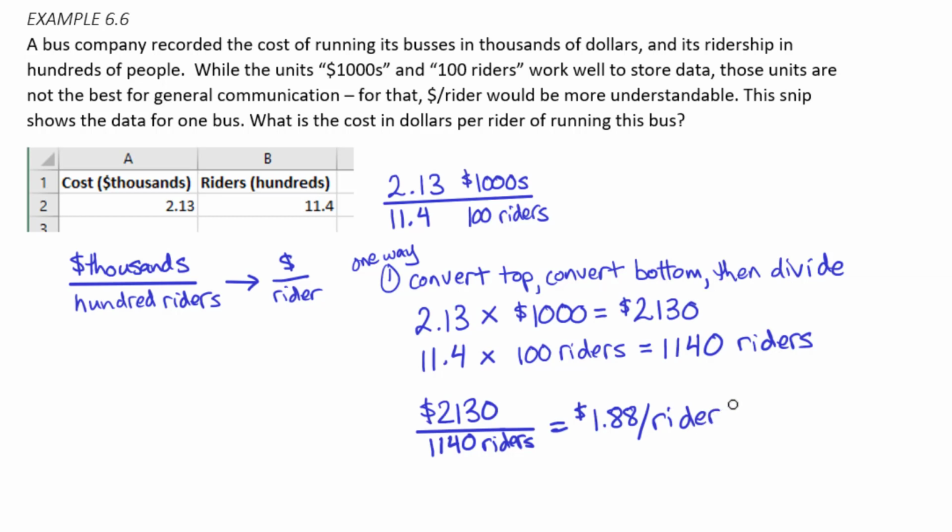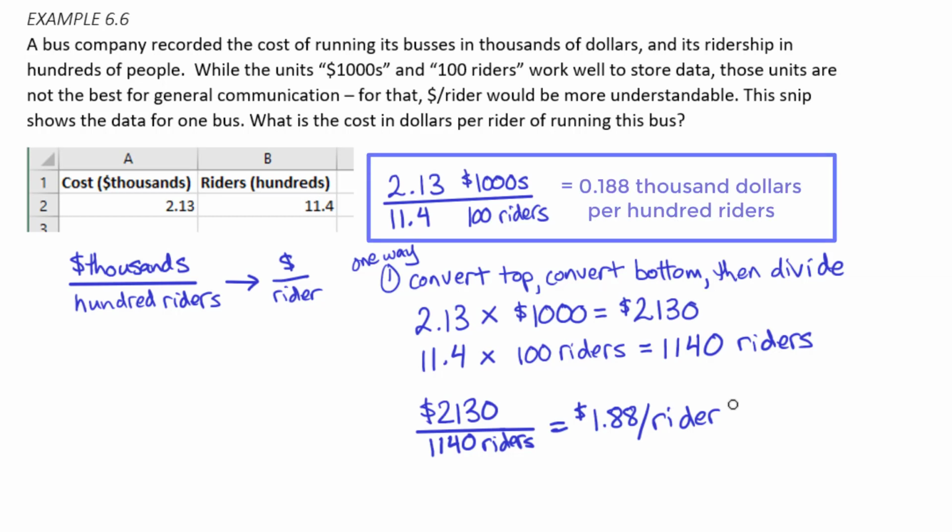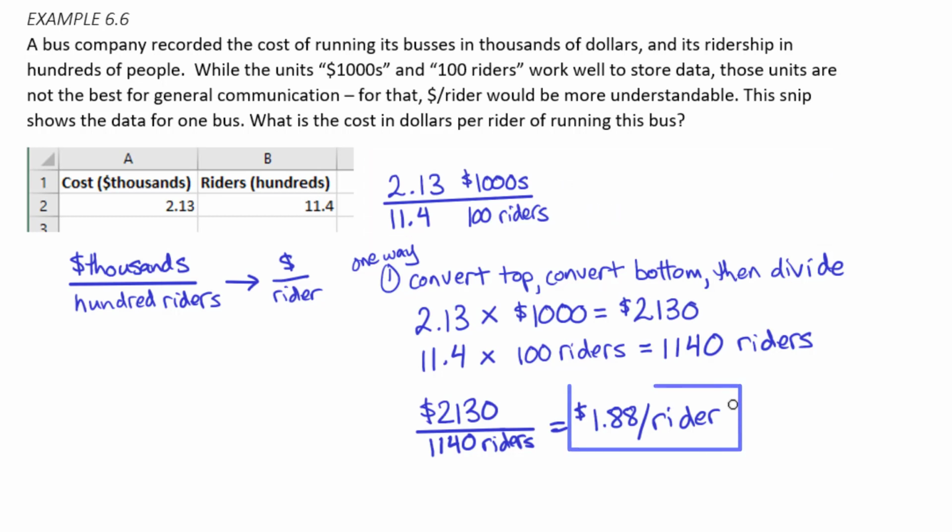$1.88 per rider. Now, if you had done the calculation from the beginning with the thousands and the 100 riders units, you would get 0.19 or 0.188. And then you would be talking about 0.188 thousands per 100 riders, and it wouldn't make any sense to anyone. But if you talked about $1.88 per rider, that makes perfect sense.